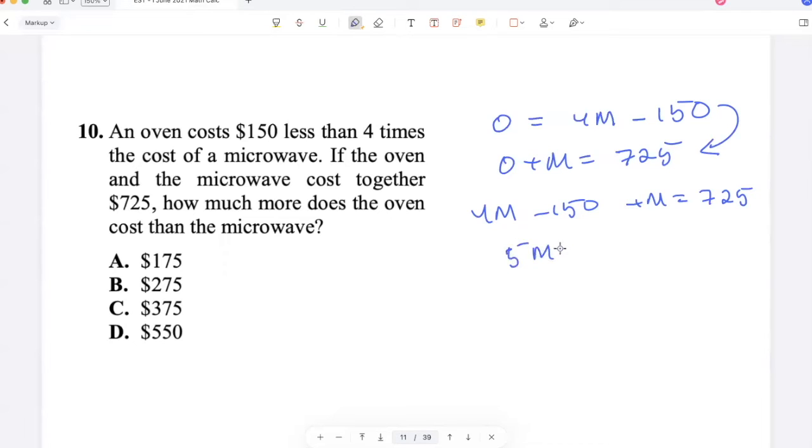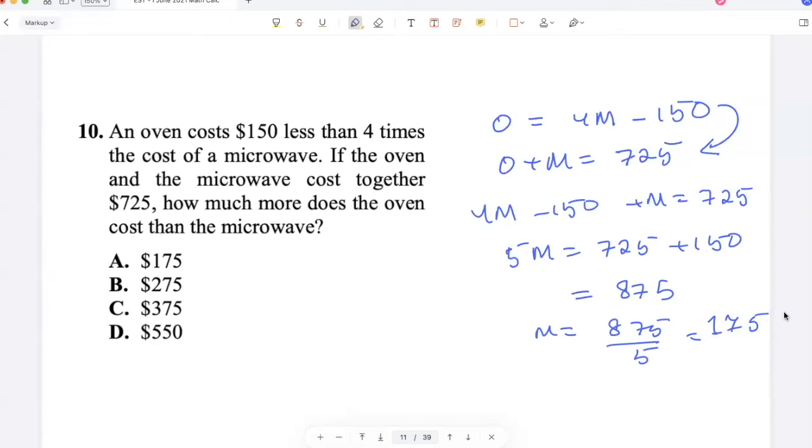So 5m is 725 plus 150, which is 875. So m is 875 by 5. 5 ones are 5, 5 sevens are 35, 5 fives are 25. So 175. That's the microwave. And oven plus microwave is 725. So oven is 725 minus 175. Right. So that's 550, right? So that's the oven.